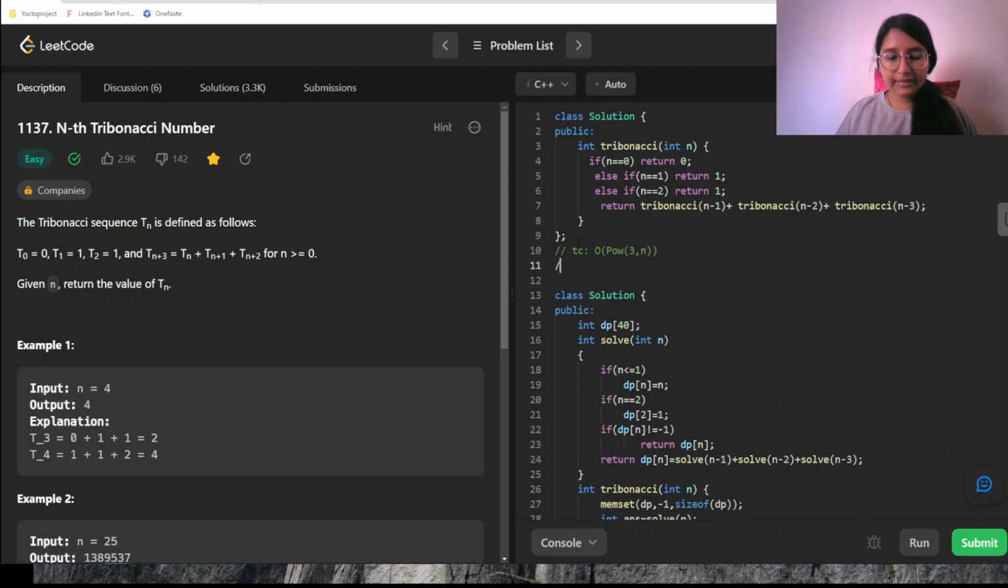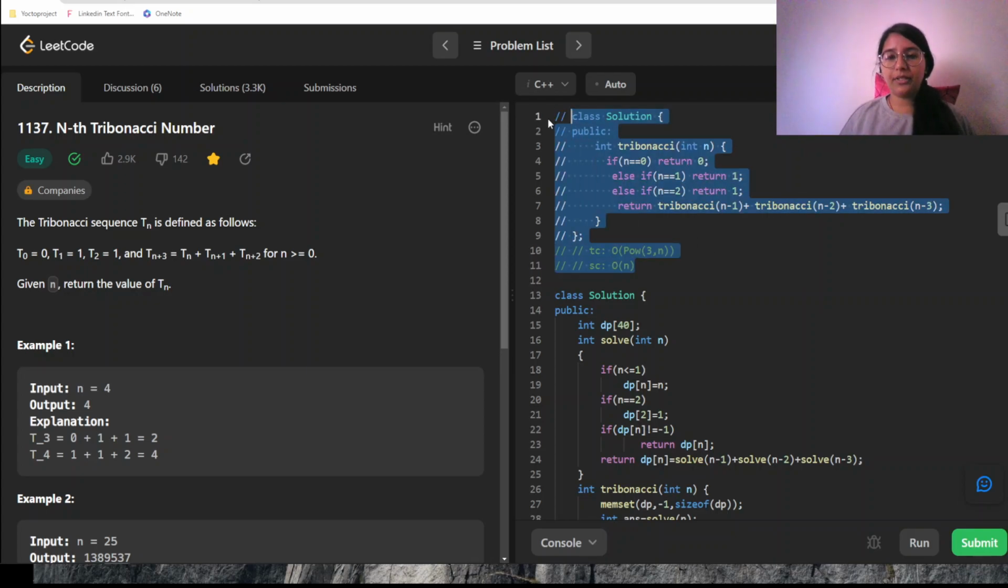And the space complexity here is as per the recursive stack. So the recursive stack height would be its space complexity, which would be about order of n only. So this was for the recursive solution. Now comes the part of how we are required to memoize this particular recursive solution so that its time complexity decreases.